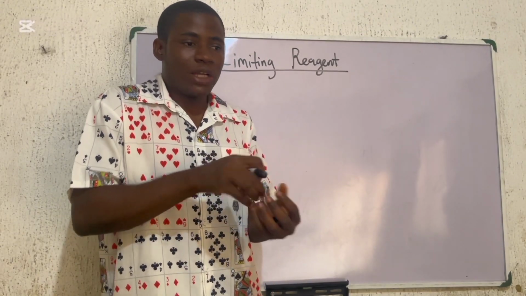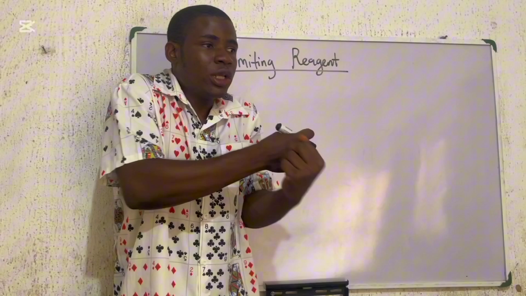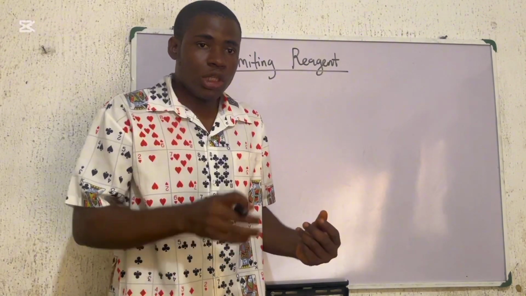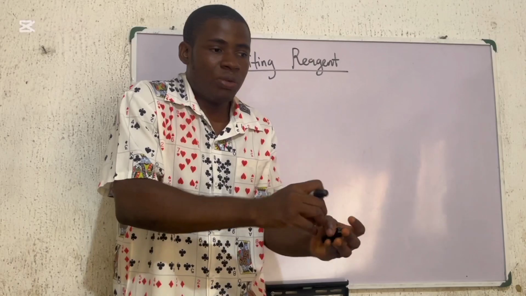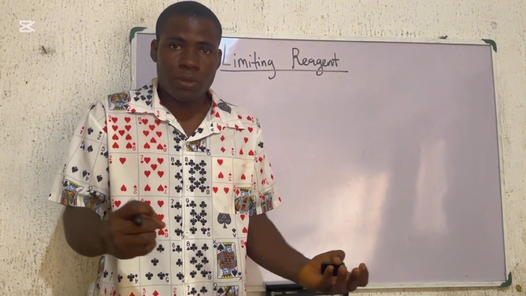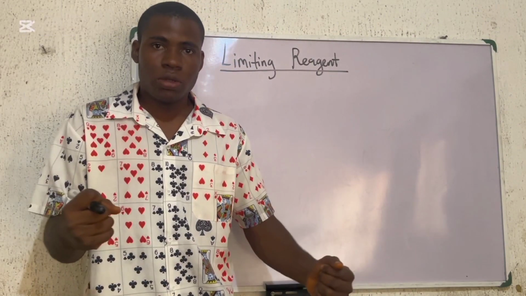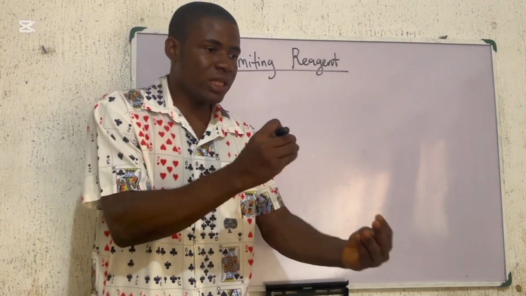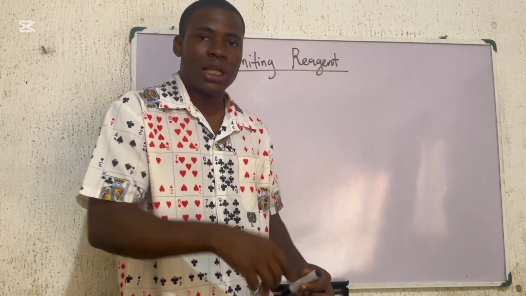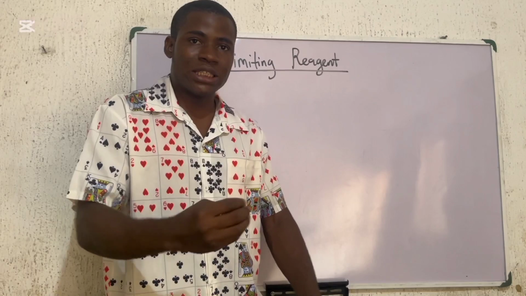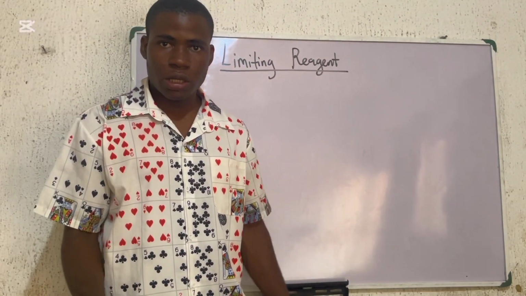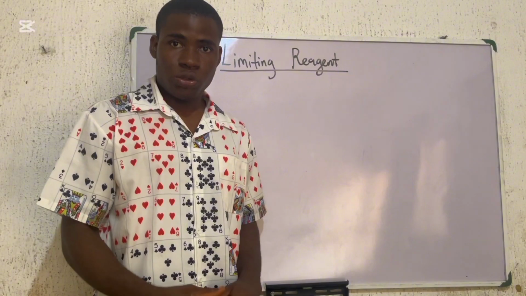During a chemical reaction, there is a reactant that will be completely used up. There will be one that is in excess, and one that is used up. The one that is used up is the limiting reagent. It limits the reaction process. That reagent determines how far a chemical reaction can proceed. I hope you understand. Do you understand?